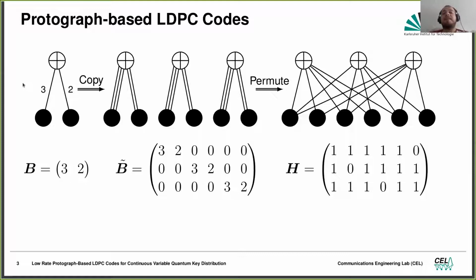This particular representation is very useful for high rate codes. However, when we go to the low rate code regime, the protographs grow in size a lot. And this makes this particular representation not as suitable for these low rate codes. Our idea was to come up with a new representation for low rate protograph-based LDPC codes in order to simplify the visualizations of these codes. An example of that is given over here.